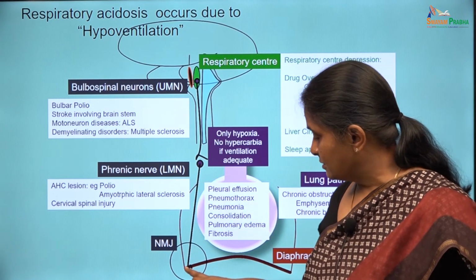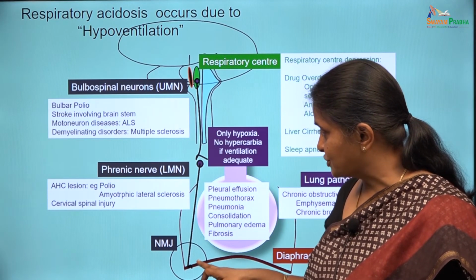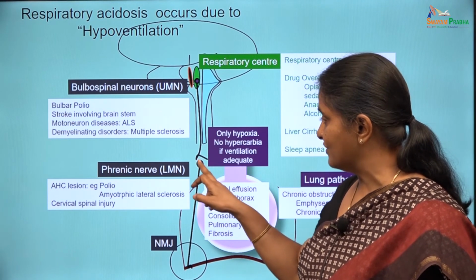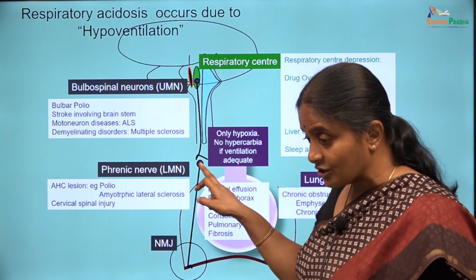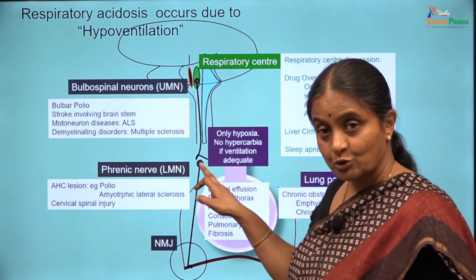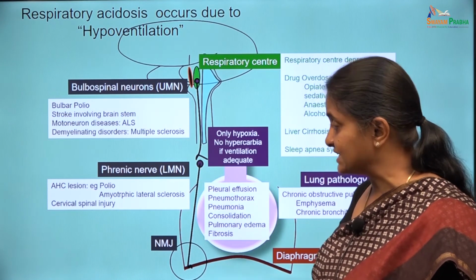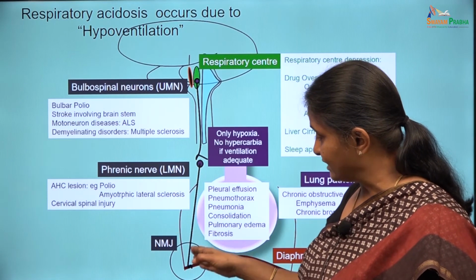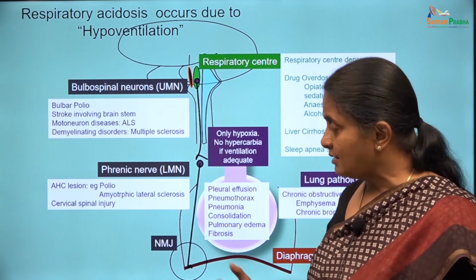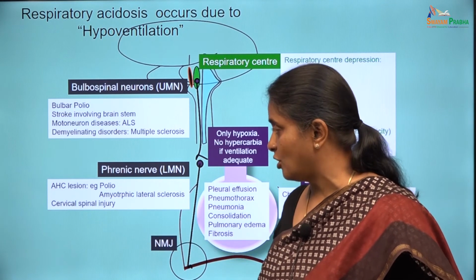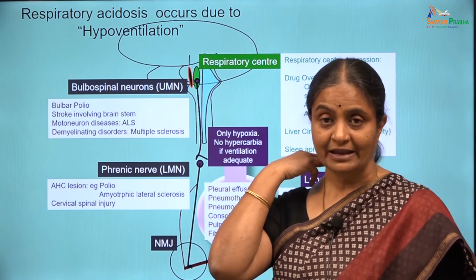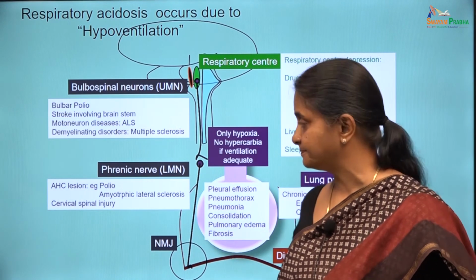Let us look at a sample of diseases which can affect the lower motor neuron. Again, polio can affect the anterior horn cells in the spinal cord, which are the motor neurons which supply skeletal muscles. Amyotrophic lateral sclerosis can affect the lower motor neurons as well. Then a very common cause for respiratory paralysis is cervical spinal injury due to accidents.